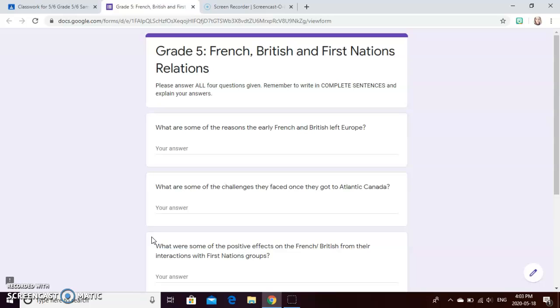So in the Google form, there are 4 questions. I've asked you to answer all 4. Please remember to write in complete sentences. So, for example, if the question is, what are some reasons the early French and British left Europe, your response should start something like, the early French and British settlers left Europe because. So please make sure they're in complete sentences. Don't just write one-word answers.